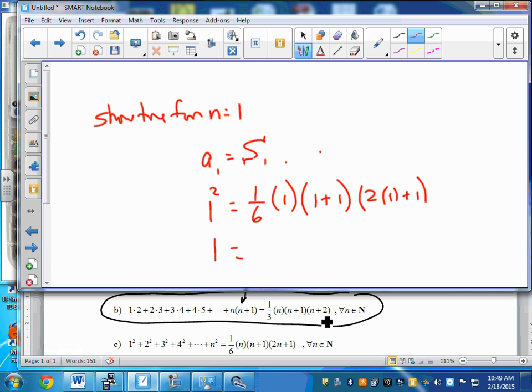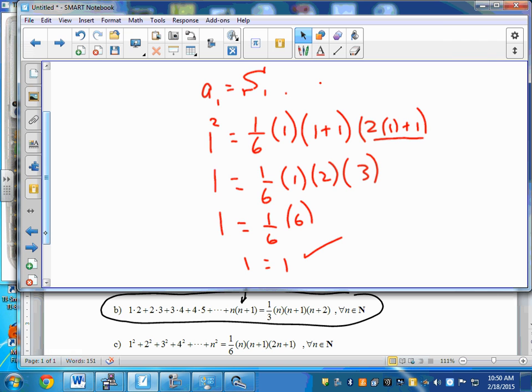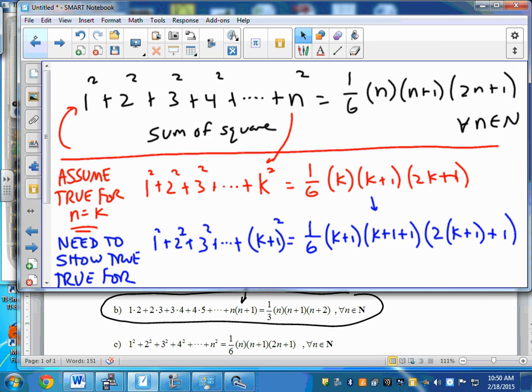Obviously, the left is 1, and the right side, we have 1 times 2 times, what's this, 3, right? So this is 1 is equal to 1/6 of 6, right? And so that's true. 1 is equal to 1. Okay, so this is true in the base case. But let's go back to our assumption. Here's our assumption. This is what we need to show.